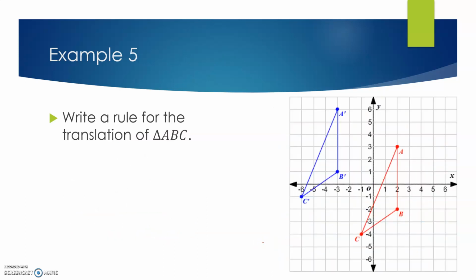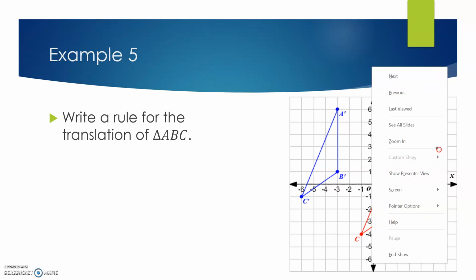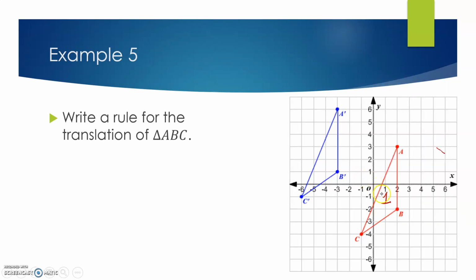All right, so now they're actually giving us the translation, but we need to write the rule in arrow notation. So we have to first look at the image and say, which one is the image? Which one's the pre-image? Where did we start? Well, look for that little prime symbol. Remember, wherever the prime symbol is, that means that it's the image. So that means that we started here and moved here.